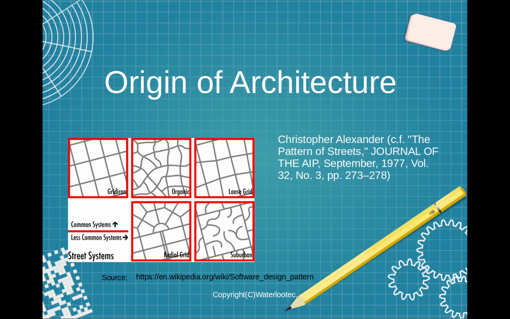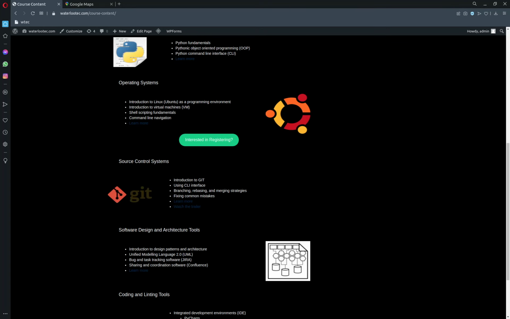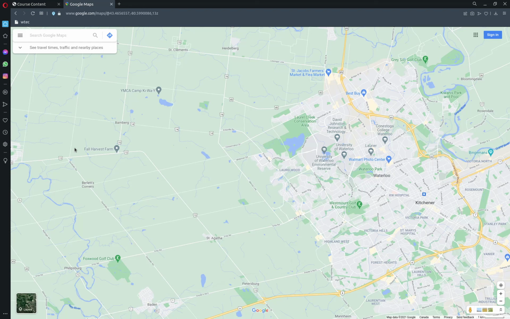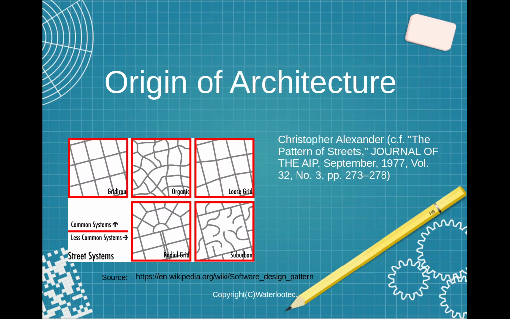Let me open up a browser window and I'll show you what that means. If you look at Google Maps here, I live in Waterloo, and in the map I selected a random area. As you can see, there are a bunch of grids in here. Surprisingly enough, these grids almost have similar sizes and similar shapes. So this is what it means, going back to the slide about the origin of architecture. Now, what does this have to do with software architecture and design?